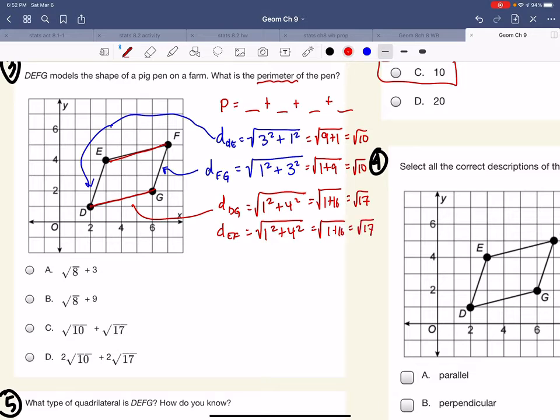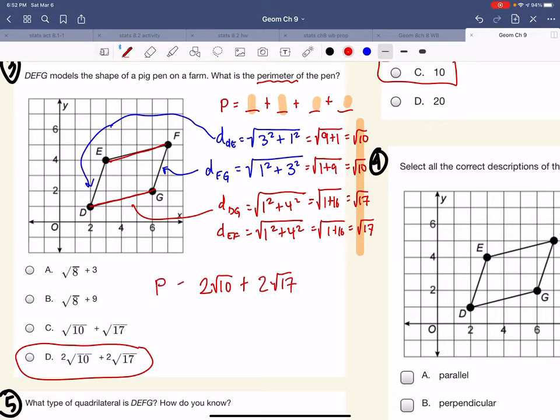So how many square roots of 10 do we have? It looks like this, right? We have 2, and we're going to add these all up, right? Each of these we would think of as we did them separately. So I have 2 square roots of 10, and I have 2 square roots of 17. That is my perimeter. Nice work.